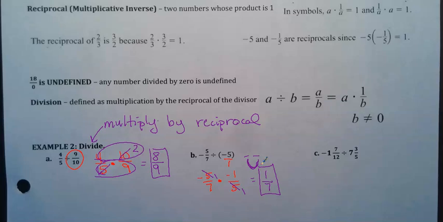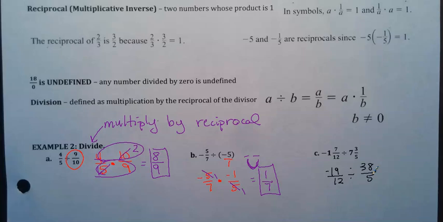All right, C is going to be a little bit more work because we have mixed numbers. We've got to make our mixed numbers into improper fractions before we can divide. So 1 and 7/12: 12 times 1 is 12, plus 7 is 19. So it's going to be negative 19 twelfths divided by 7 and 3/5. 5 times 7 is 35, plus 3 is 38 fifths.